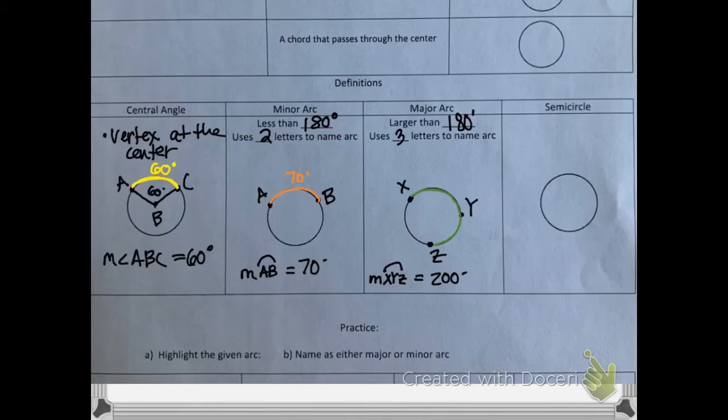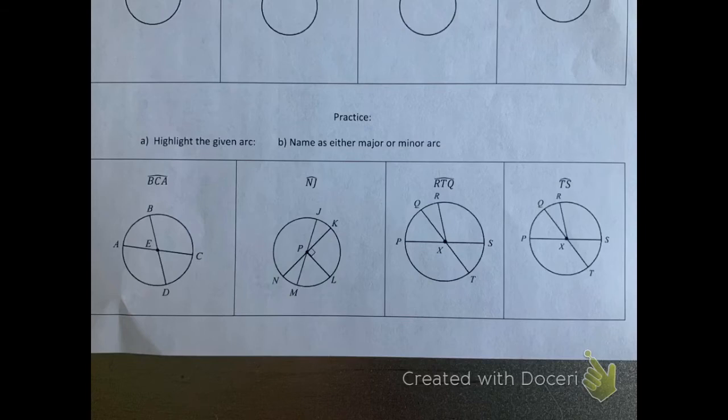A semicircle is exactly 180 degrees. And you do use 3 letters for that. So I'm gonna get halfway across the circle. I'm just gonna call this QRS. So there's my semicircle, exactly 180. So the measure of arc QRS is 180 degrees. There's my semicircle.